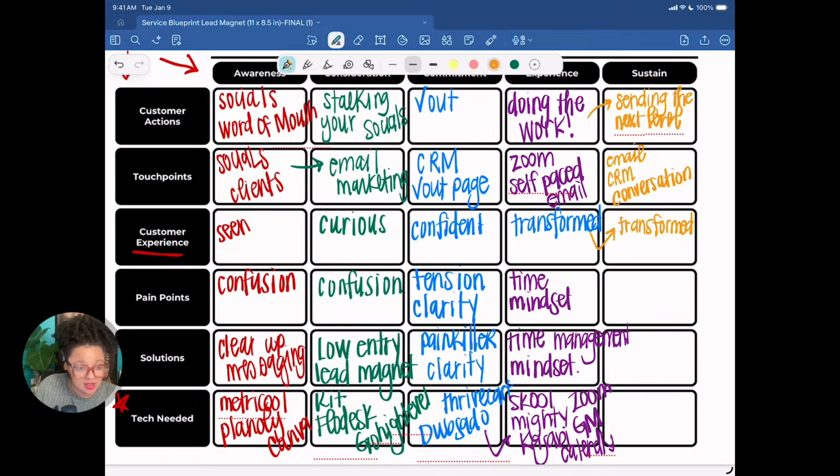And then our pain points here at the sustain level are that maybe they didn't do the work like they should have. They didn't complete the program like they should have. You gave them everything, but life started lifing, and that's real. And so, what are our solutions there? Again, we can bake that into the program. Maybe we give them an extra week.